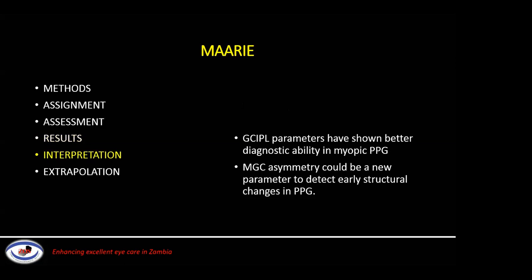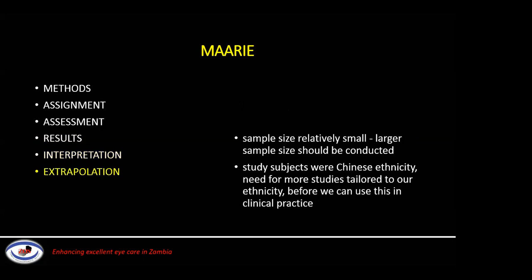So for interpretation, ganglion cell inner plexiform layer parameters have shown a better diagnostic ability in myopic PPG patients. Macular ganglion cell asymmetry could be a new parameter to detect early structural changes in PPG. For extrapolation, we can say that the sample size was relatively small. There will be need to conduct a study with a bigger size.